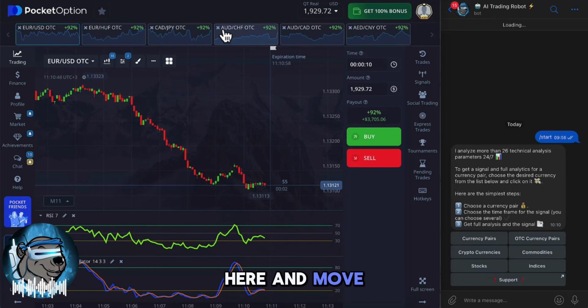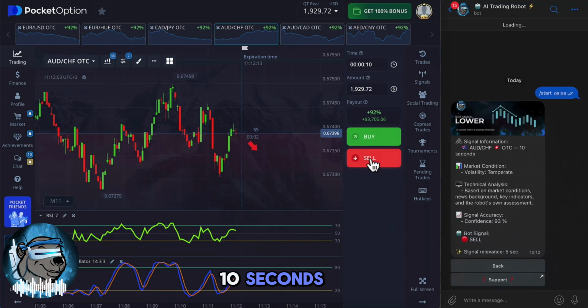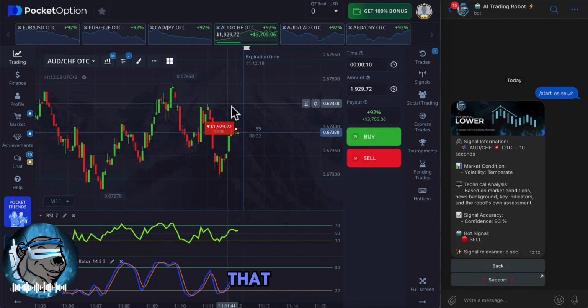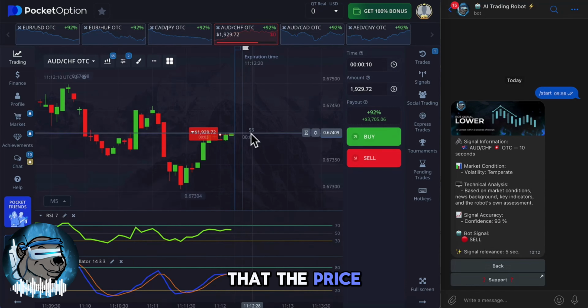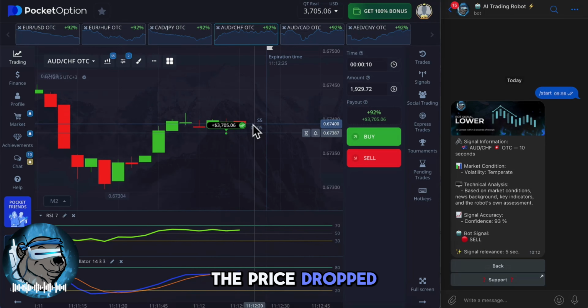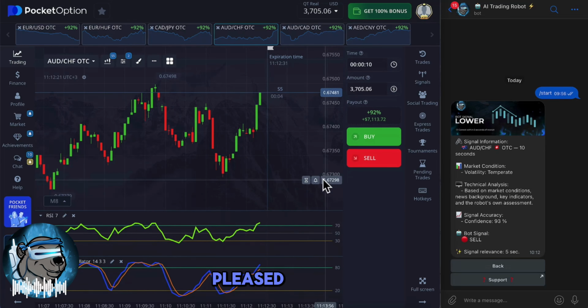We won't stop here and move on to the Australian dollar, US dollar. We open this asset, 10 seconds, sell. The trading robot thinks that now it's time to sell here. It sees that the price is moving downward and tells us that the price will fall. Just as the trading robot predicted, the price dropped, and we have already earned $3,705. I am very pleased with this result.